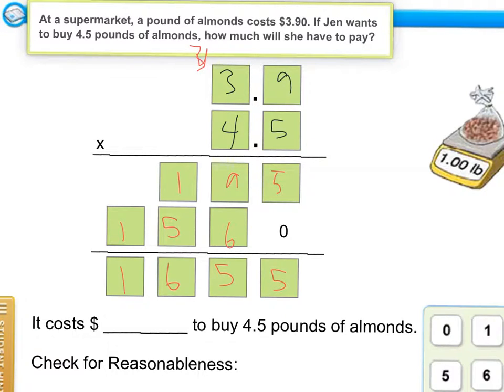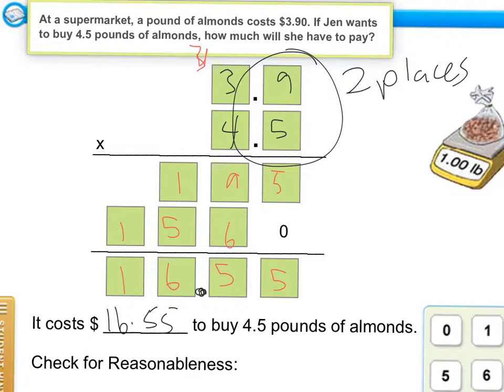Multiplying, you should have gotten 1655, and since at the beginning we have two places, we also need two places down here, so it's $16.55 to buy 4.5 pounds of almonds. And does that make sense? Yeah, it does. If we bought 4 pounds at $3.90, that'd be a little bit more than $12. I guess it'd be slightly under $16 if we were doing 4 pounds at $3.90. So $16.55 does make sense.